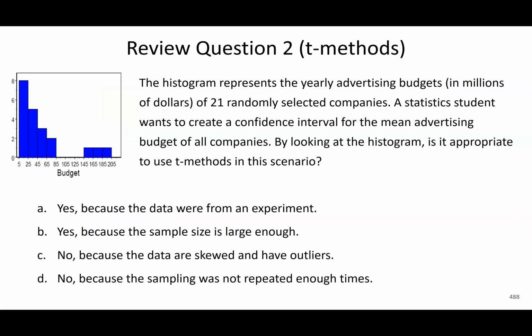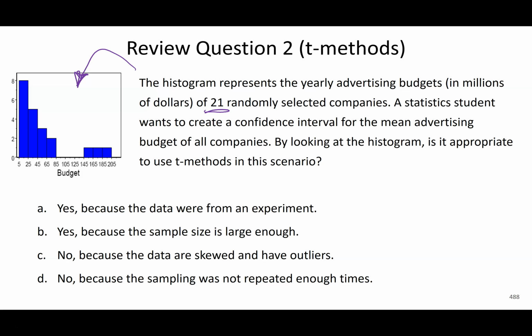So review question 2. It's a similar question where we have a sample of, this time, 21, and here's our histogram of the 21 in our sample here. Specifically for yearly advertising budgets in millions of dollars. They randomly select 21 companies from what list I'm not sure.